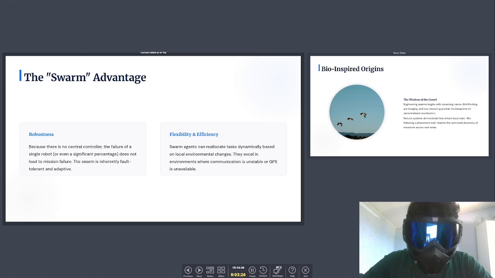And the second advantage is that they are flexible and efficient. Swarm agents can reallocate tasks dynamically based on local environmental changes. They excel in environments where communication is unstable or GPS is unavailable. It's basically like that, because since they only sense their neighbors, they can communicate with the neighbors, and since they are in a massive number, this communication can reach over long distances.